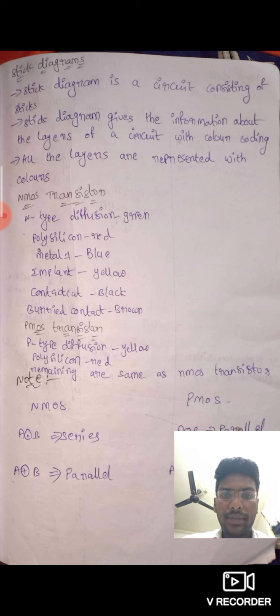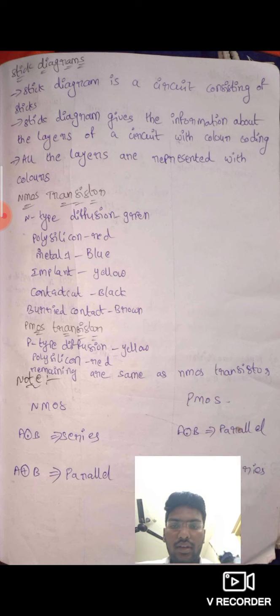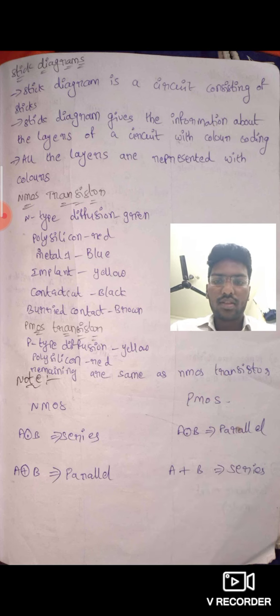PMOS transistor. In PMOS, p-type diffusion is indicated with yellow color. Polysilicon with a red color, and metals, same as in the NMOS transistor, are indicated with blue. Implant is also the same as in the NMOS transistor, and contact cut is indicated with black. Buried contact is indicated with brown. For NMOS transistors, AND gate is indicated with a series connection and OR gate with a parallel connection. In PMOS, AND gate is indicated with a parallel connection, and OR gate with series.